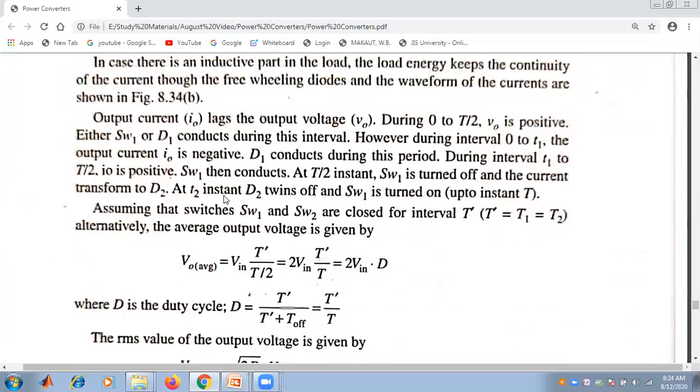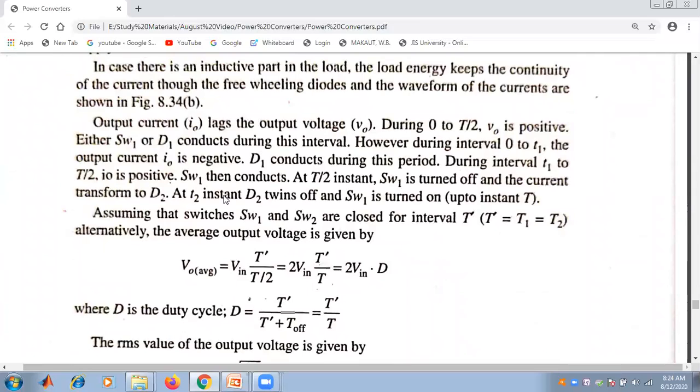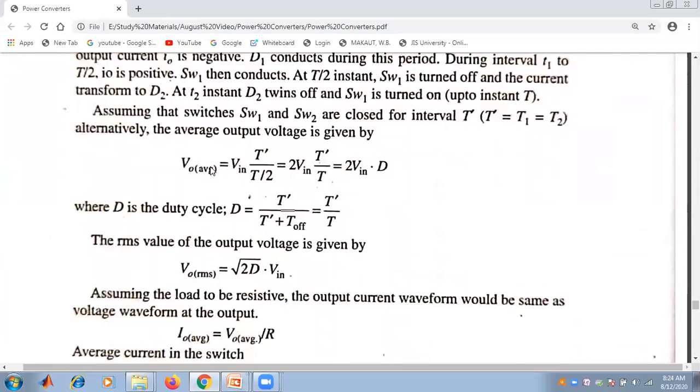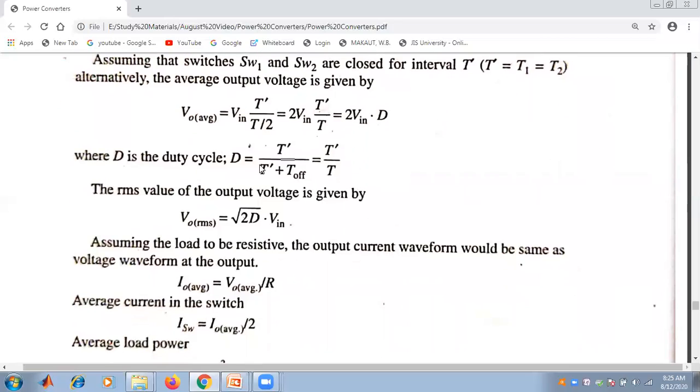So the average voltage that we are obtaining, we are assuming that the switch 1 and switch 2 are closed for the intervals T dash, that is T dash equal to T1 and T2. So the average voltage, that is the V0 average, will be V in into T dash by T by 2. So that is 2 V in T dash by T. T dash by T is known to us as the duty cycle. So it will be equal to 2 V in D, where duty cycle D is known as T dash divided by T dash plus T, that is T dash by T.